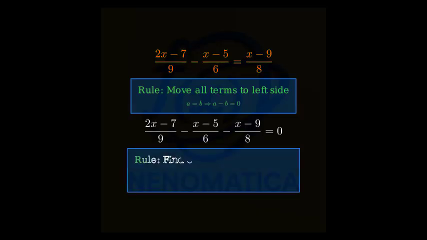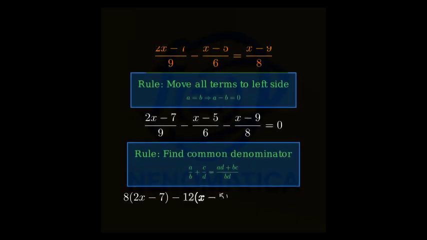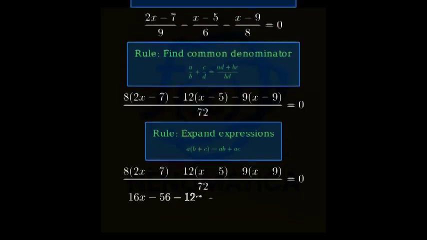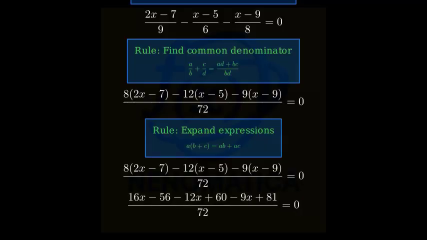Step 2. We need to find a common denominator for all the fractions. The least common multiple of 9, 6, and 8 is 72. So, we'll convert all fractions to have a denominator of 72. Step 3. Now, let's expand the expression in the numerator. For the first term, we multiply 8 by 2x minus 7, which gives 16x minus 56. For the second term, we multiply 12 by x minus 5, which gives 12x minus 60. And for the third term, we multiply 9 by x minus 9, which gives 9x minus 81.